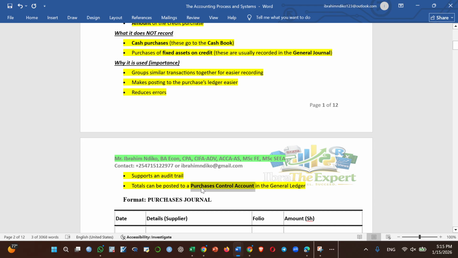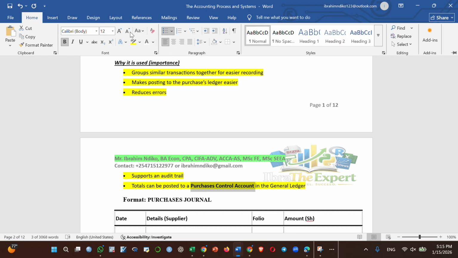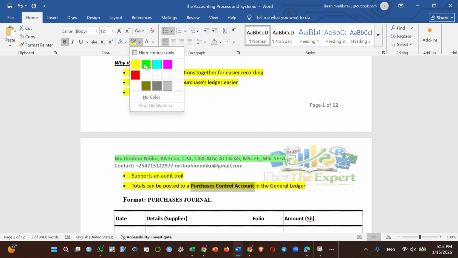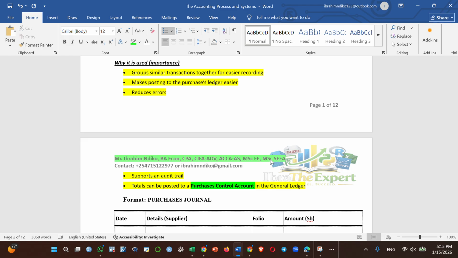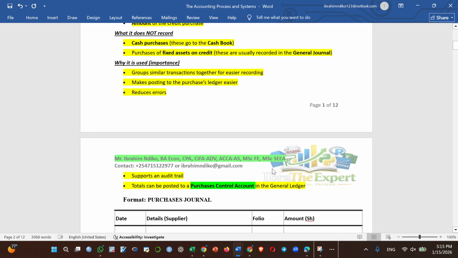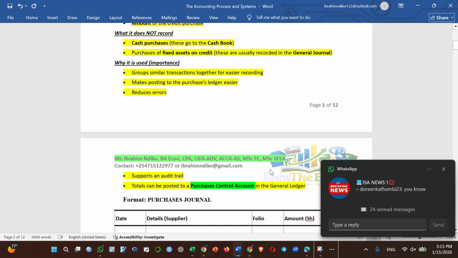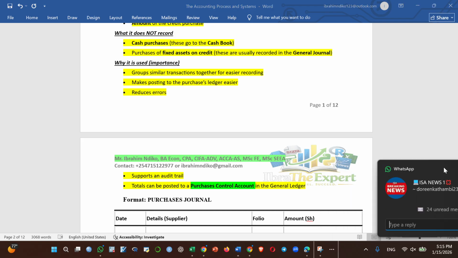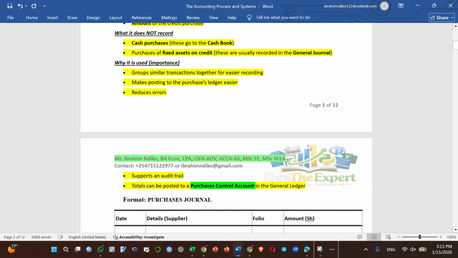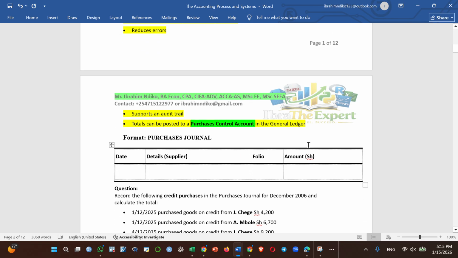Now that is another topic for another day. The purchase control account will be a topic for another day. But it is important to know that the purchase control account is an account which helps us to determine the total credit purchases that were made during that particular period that you are trying to see.